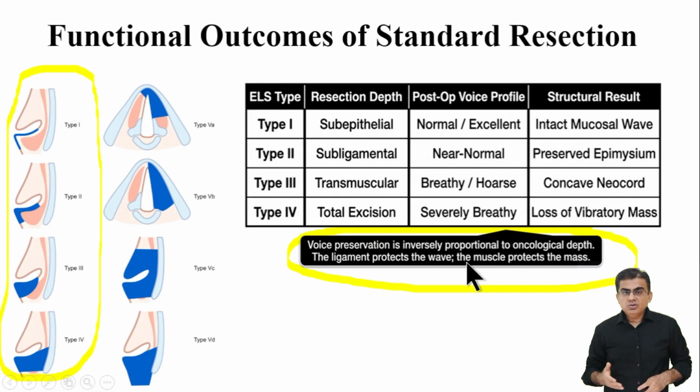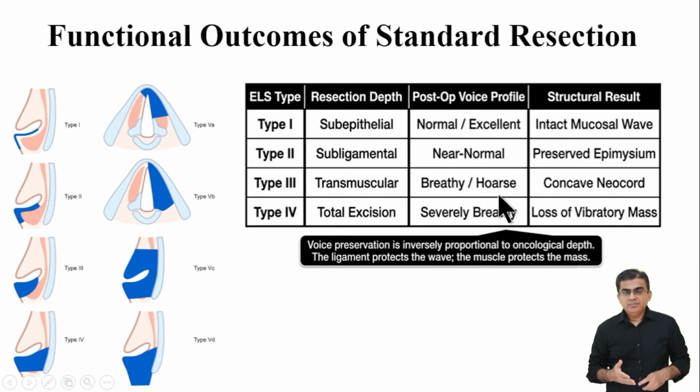Look at the top 2 rows for type 1 and type 2 cordectomy. This orange color is vocalis muscle. Because we safely preserved the thick, deep muscle, the structural result is fantastic. The patient retains an intact mucosal wave or a safely preserved epimysium. This guarantees that the patient will have a normal or near normal voice profile after these 2 types of cordectomies.